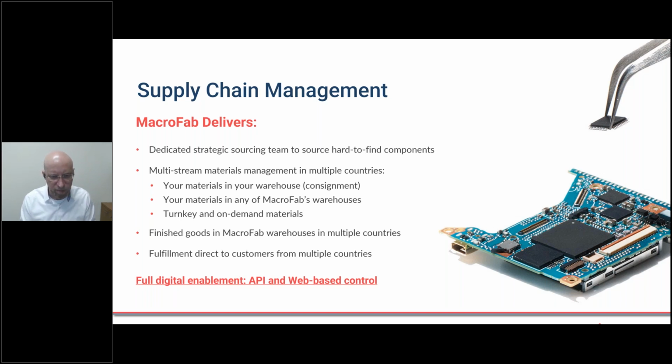Feel free to reach out to me after this at any point in time, and we're happy to talk with you about how we can put those capabilities together to help you solve the inventory challenges you have today. Okay, so we'll go ahead and go to the next slide.